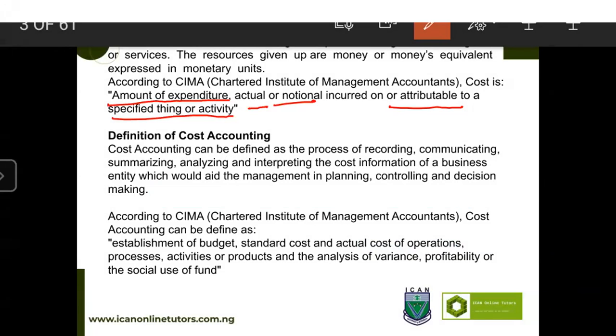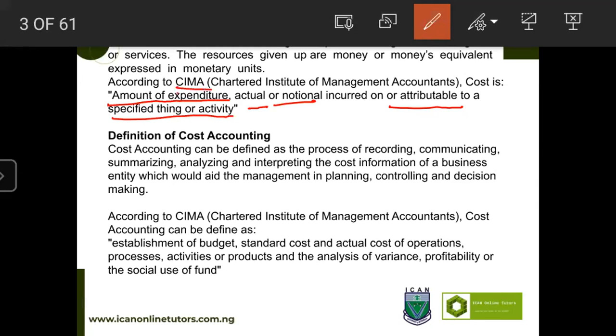Cost is a unit of an item that is given in exchange for goods or services. It is the price that we paid for an activity or a commodity. According to CIMA, cost is the amount of expenditure, notional or actual, incurred or attributable to a specified activity. Then your mark is confirmed. You are referencing CIMA because they are the body of cost accountants.